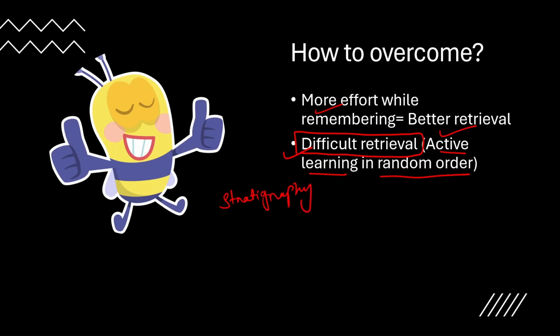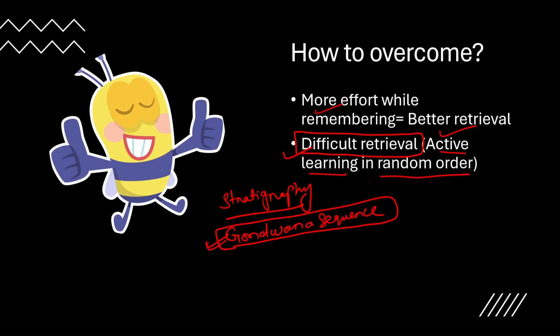The thing is, the concept has difficult retrieval. That means you have to actively learn in a random order. What do I mean by that? Suppose, for example, you're studying stratigraphy. In stratigraphy you are reading the Gondwana sequence.